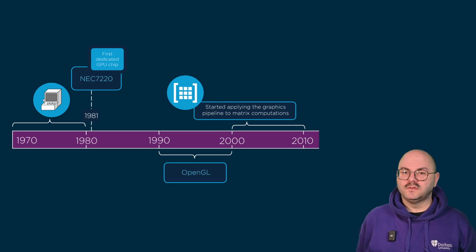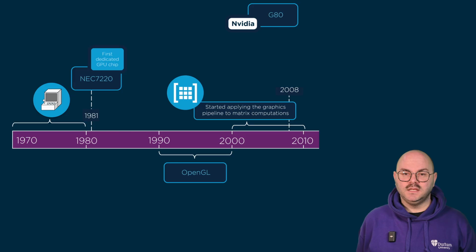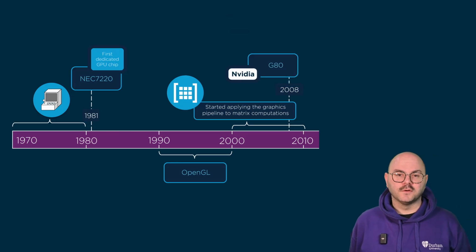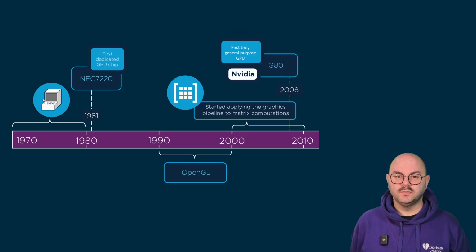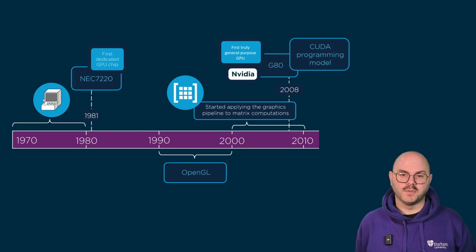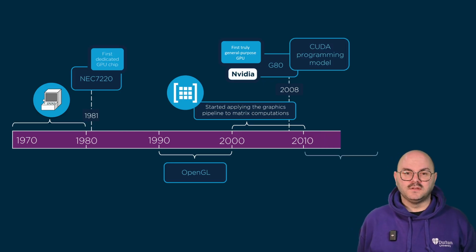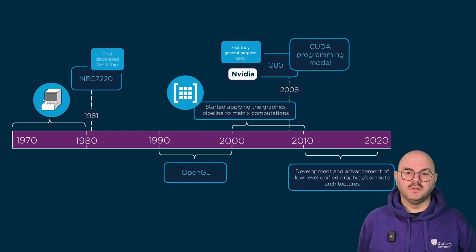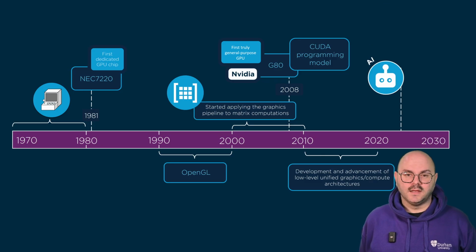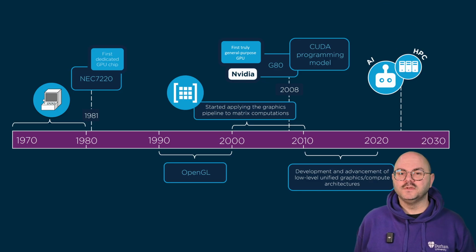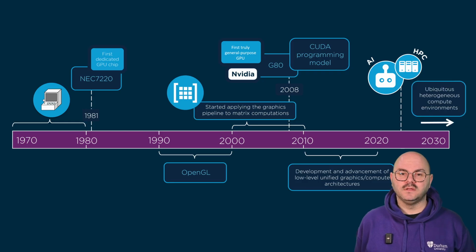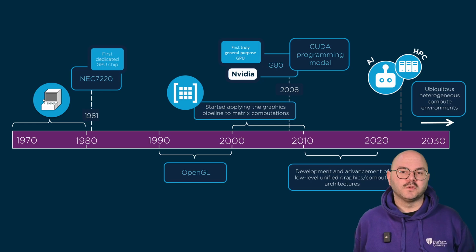A significant milestone was NVIDIA's introduction of the G80 in 2008. This was the first truly general-purpose GPU, accompanied by the CUDA programming model. The 2010s witnessed the development and advancement of low-level unified graphics compute architectures. Today, GPU computing is commonplace in AI and HPC applications, and the future points towards ubiquitous heterogeneous compute environments like our current CPU and GPU systems, spanning from consumer devices to high-performance computing systems.